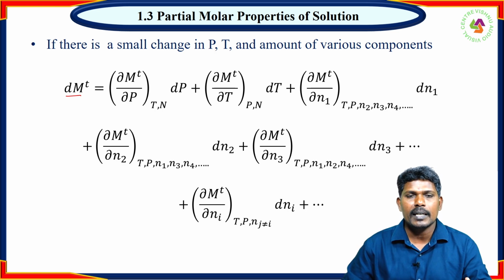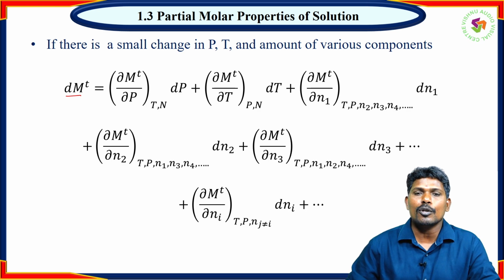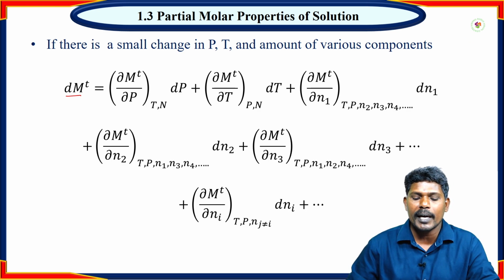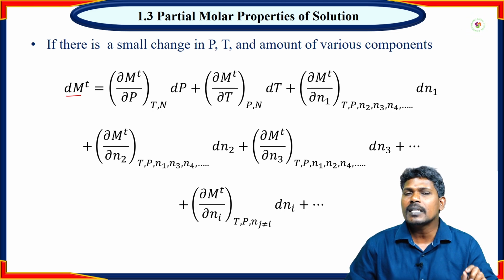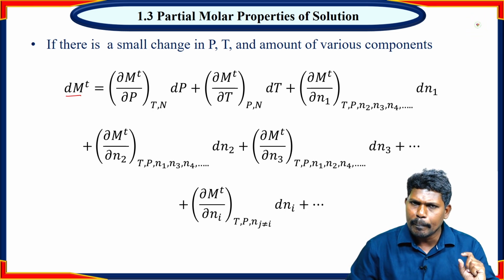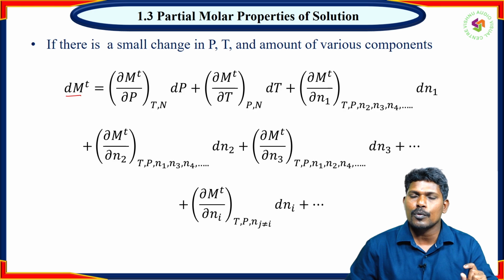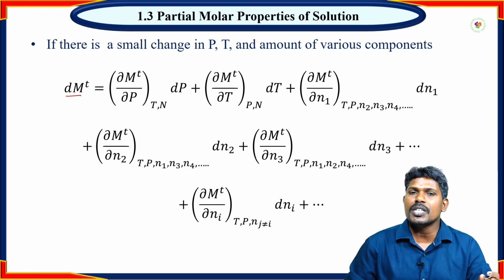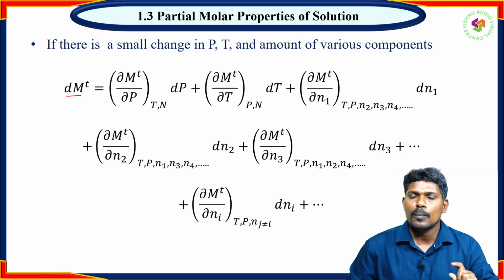So it can be written as dMt is equal to dou Mt by dou P at constant temperature and total number of moles, dP. That means with respect to only pressure, what is the change, with all the remaining variables kept constant, temperature and the numbers of moles of all the compounds. That's the reason we need to take the partial derivative.